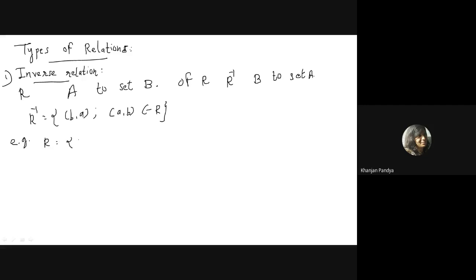So write an example. Suppose our relation is defined as (1,1), (1,2), (3,1). Then what would be R inverse? What is the inverse image of (1,1)? You have to do the inverse image of (1,1), and that is (1,1). What is the inverse image of (1,2)? You have to just write it in reverse, that is (2,1). And what is the inverse image of (3,1)? That is (1,3). So these are the pairs of the inverse relation.